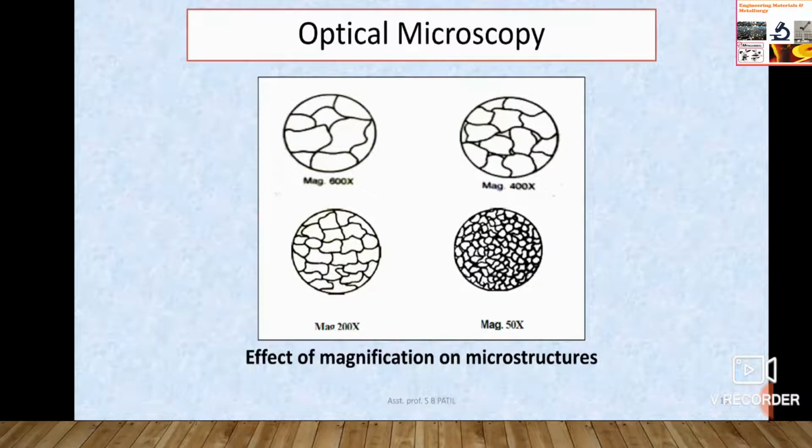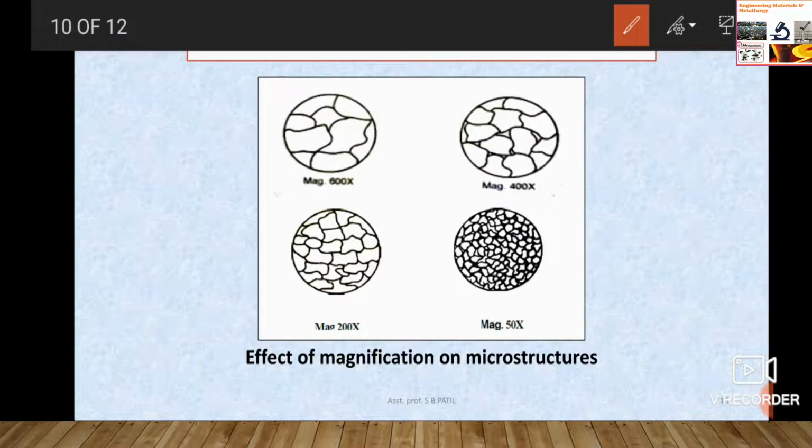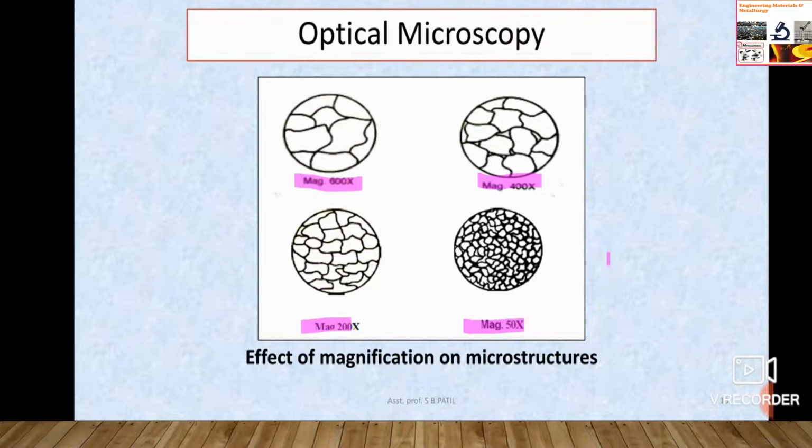So these are some images of different microstructures taken at different magnifications, say 600x, here 400x, here 50x, and here 200x. So this shows the effect of magnification on microstructures.